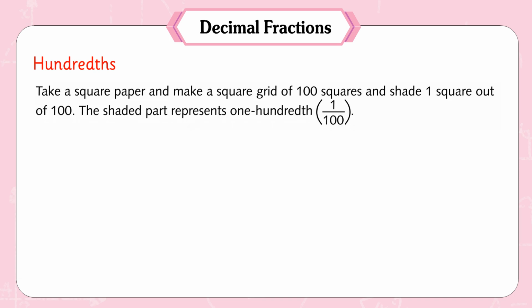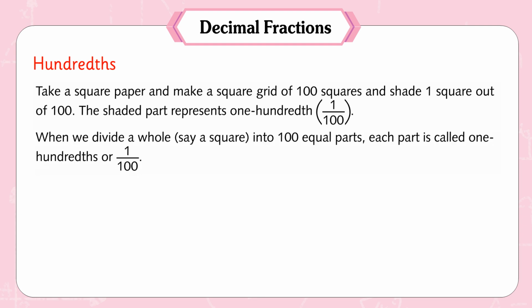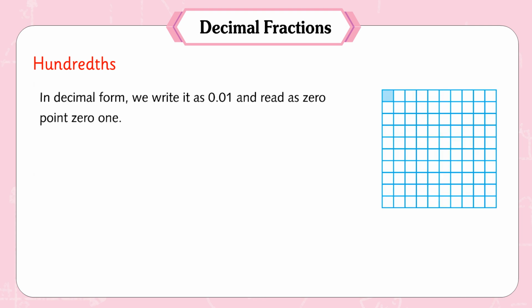Hundredths. Take a square paper and make a square grid of 100 squares and shade one square out of 100. The shaded part represents 1 by 100. When we divide a whole, say a square, into 100 equal parts, each part is called 1 by 100. In decimal form, we write it as 0.01 and read it as 0.01.